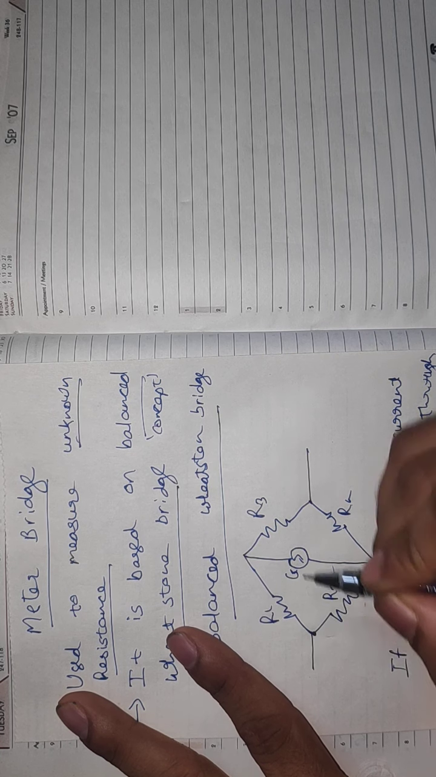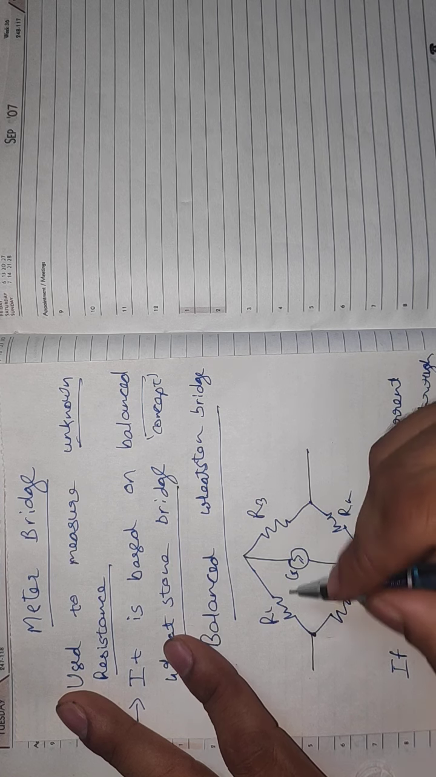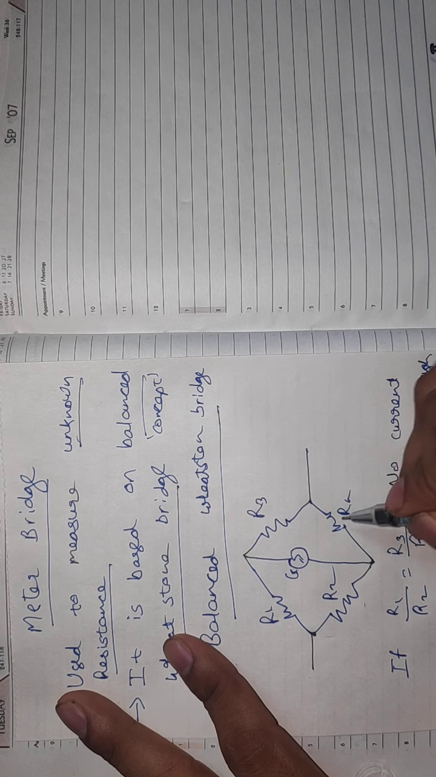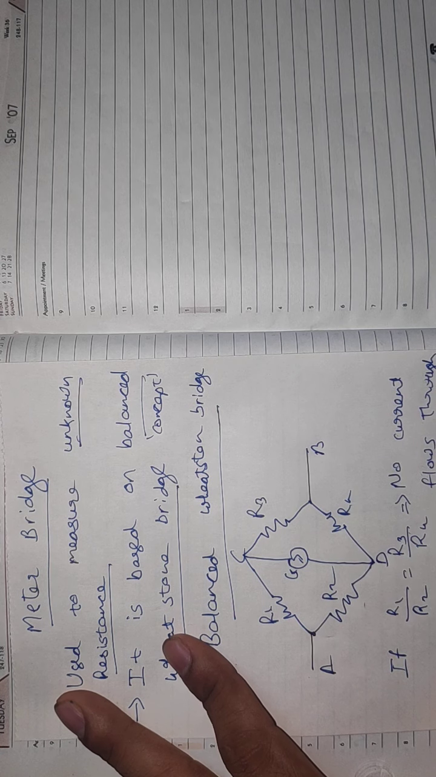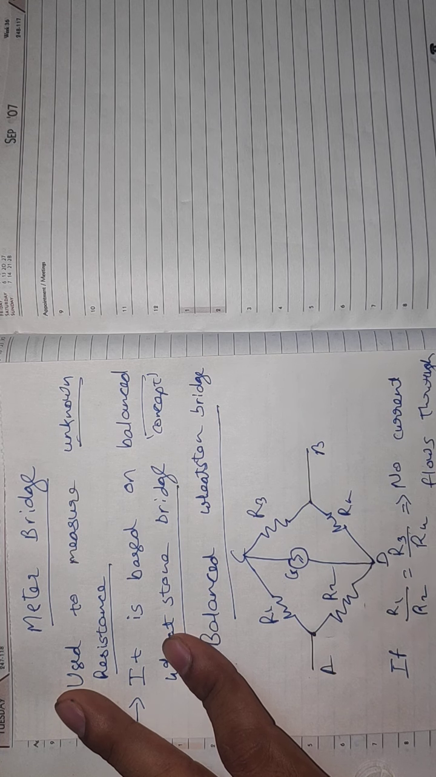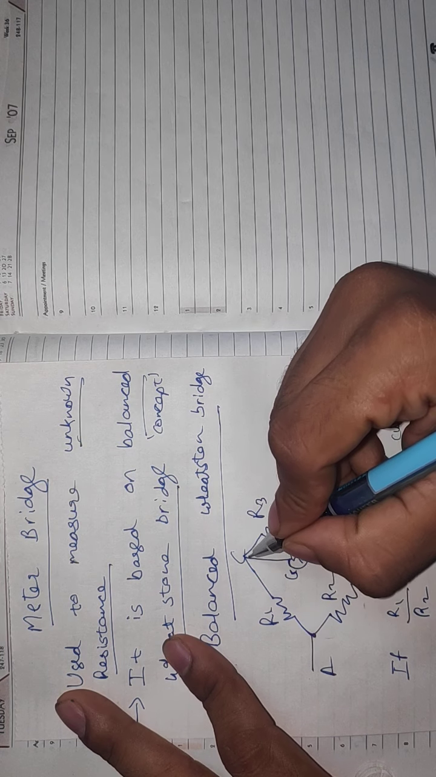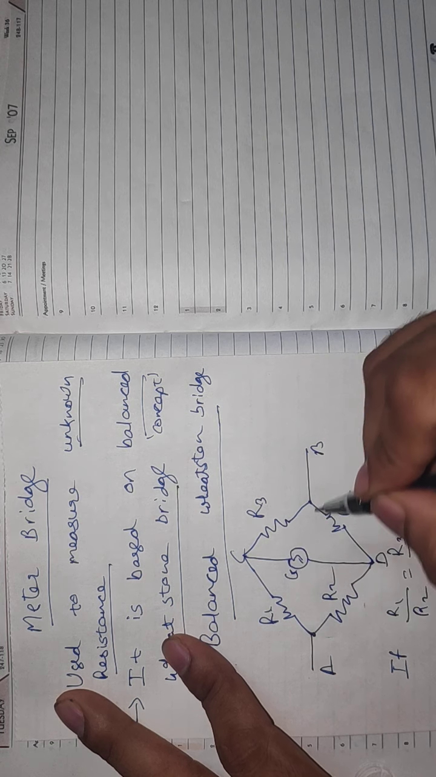Suppose there is a system where we have four resistances connected in such a manner. Let us name them R1, R2, R3, R4, and name the points A, B, C, D. Now if the condition is that R1 upon R2 is equal to R3 upon R4, this is the condition for a balanced Wheatstone bridge. What does it mean? It means that there is no current passing through this galvanometer. Here we have added a galvanometer.